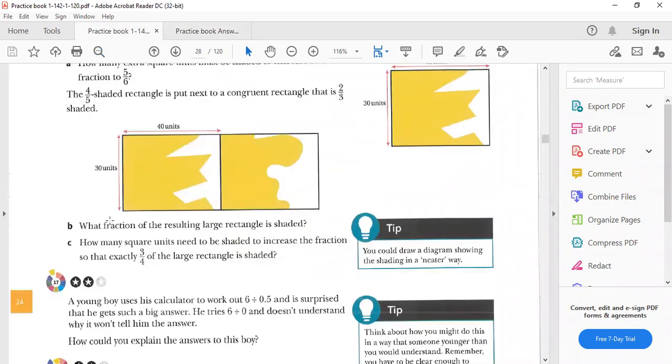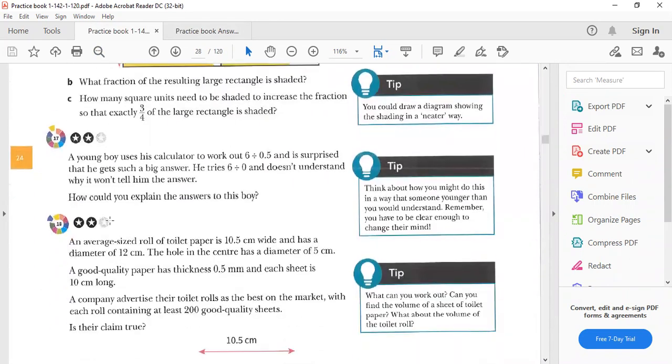Now let's come to the next question. Here we have question number 17. A young boy used his calculator to work out 6 divided by 0.6, and he is surprised that he gets a bigger answer. So he tries 6 divided by 0, but it does not give him the answer, and he does not understand why. How could you explain this?